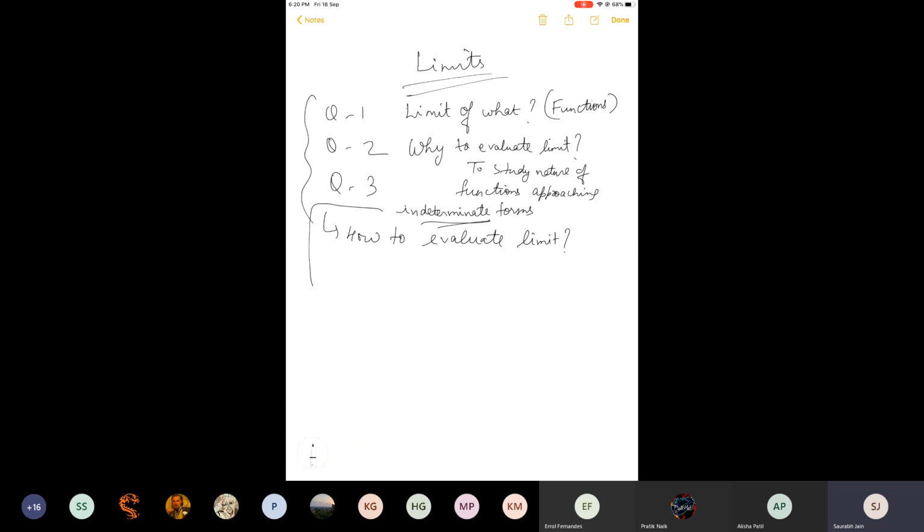What are the indeterminate forms? The answer is there are 7 indeterminate forms in mathematics. Indeterminate, as the name suggests, means which cannot be determined. And these 7 indeterminate forms are 0 by 0. See, 0 by 0 is not 1. You cannot cancel 0 by 0 in this particular case.